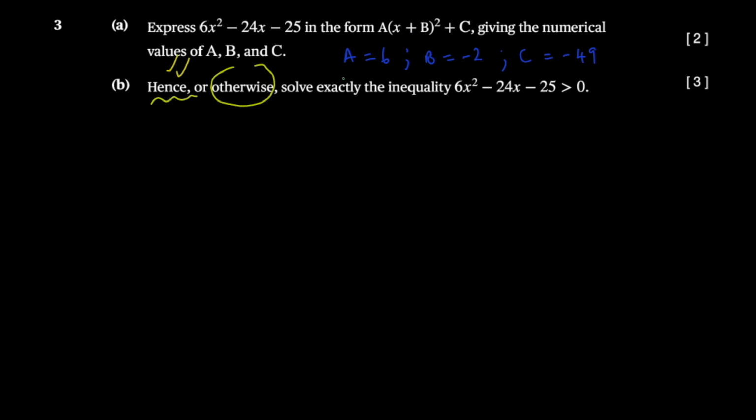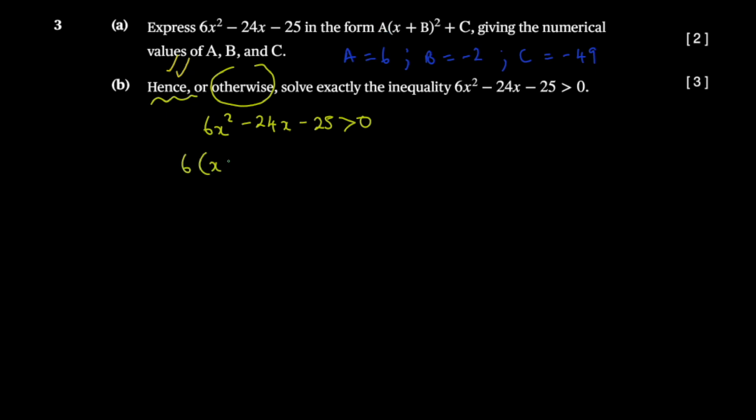So let me first write out the equation that we have. Minus 25 greater than 0 here. This is the inequality, rather, that we have. So here I'm going to write the equivalent. The equivalent would be a, so a will be 6 in this case.